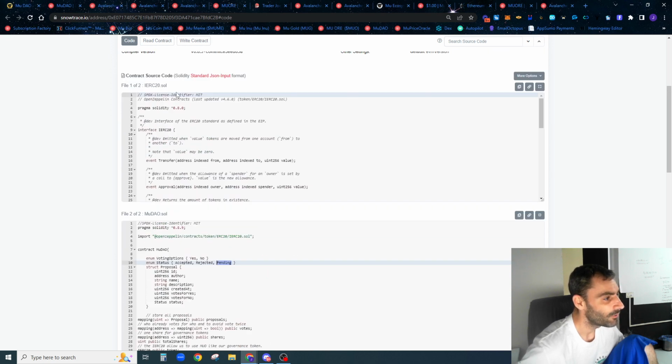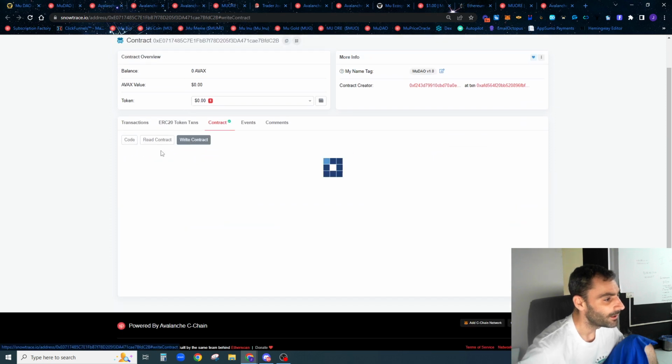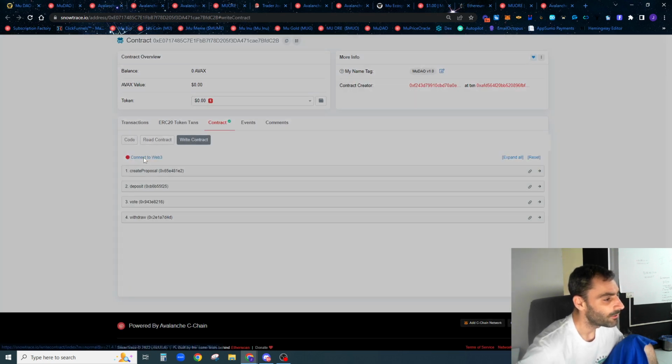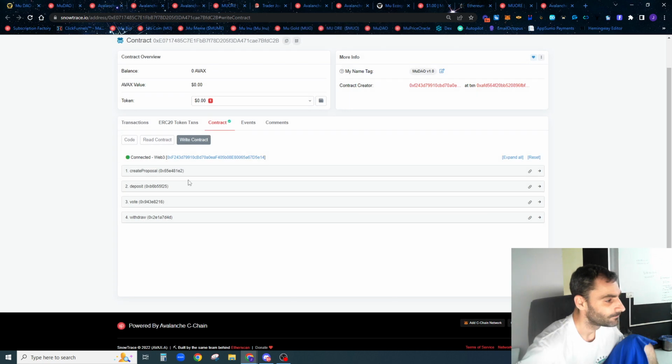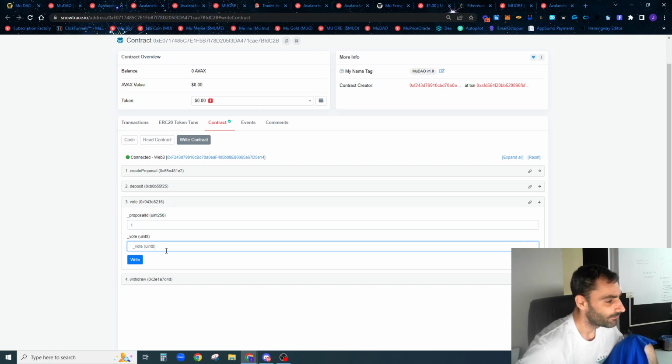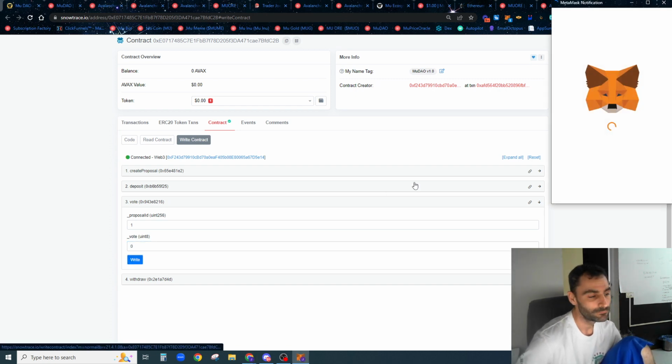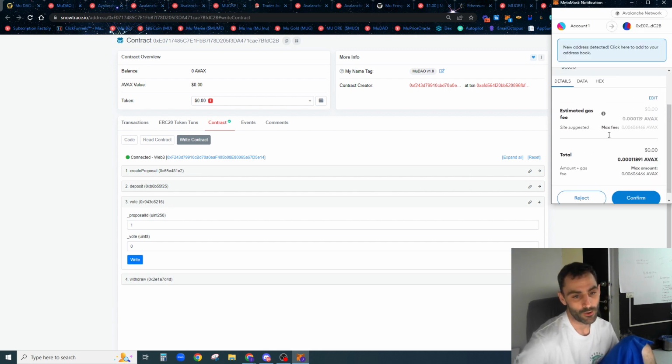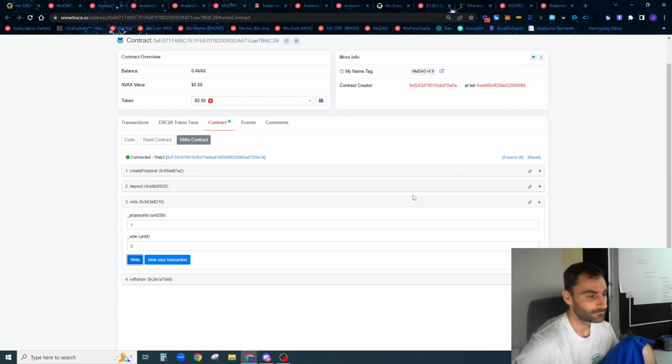All right, so let's go vote. So now we're going to come in and we're going to vote on a proposal. We're going to give the proposal ID, and we're going to essentially give our vote, and our vote is going to be a 0. And now we're going to go in and actually vote. So now we've voted on that proposal and we've voted yes.